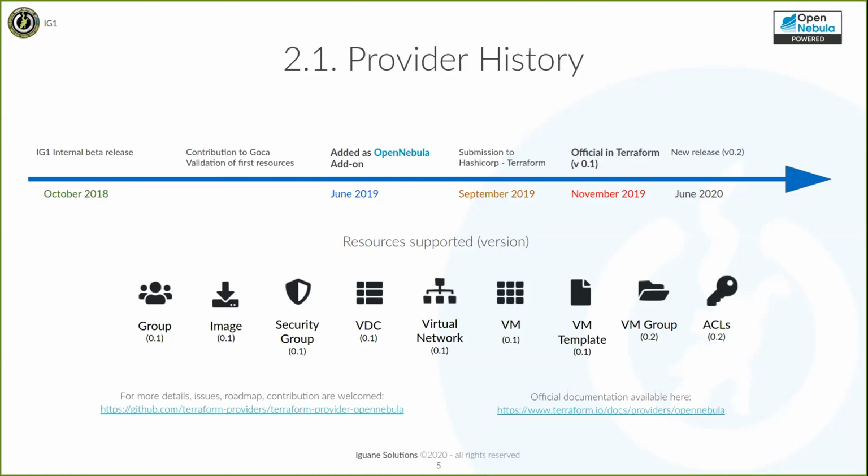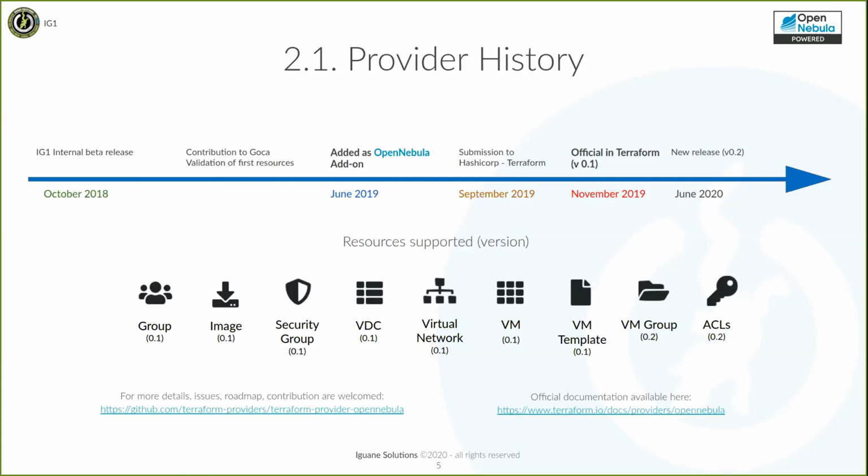Since then, with some first draft of resources, such as the group, image, security group, VDC, virtual network, VM, and VM template, we fixed some issues, we added new features, and we also added new resources, such as VM groups and ACLs.